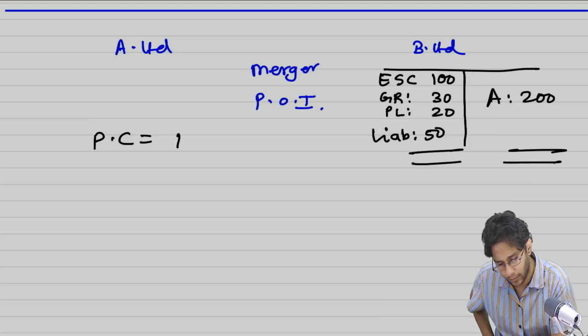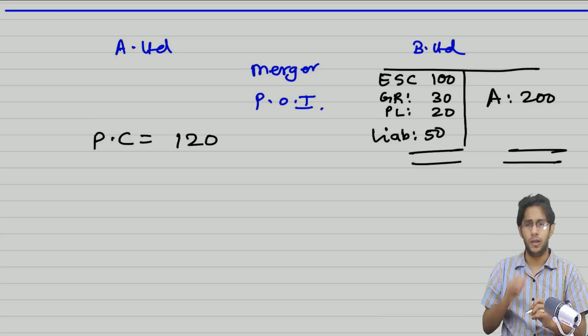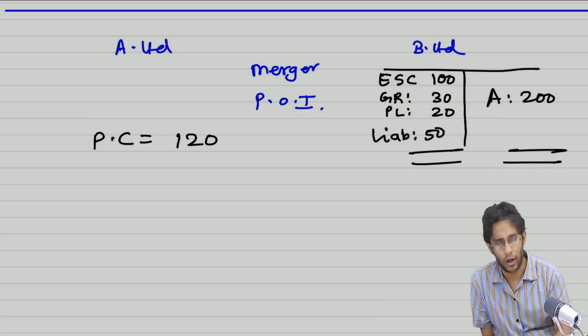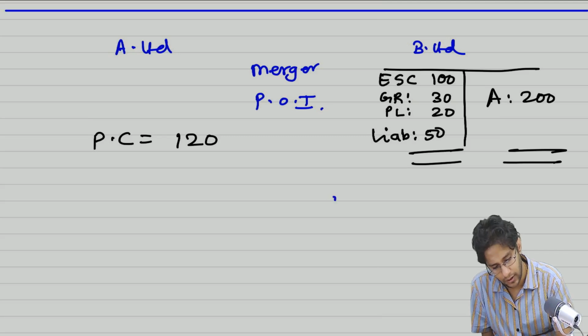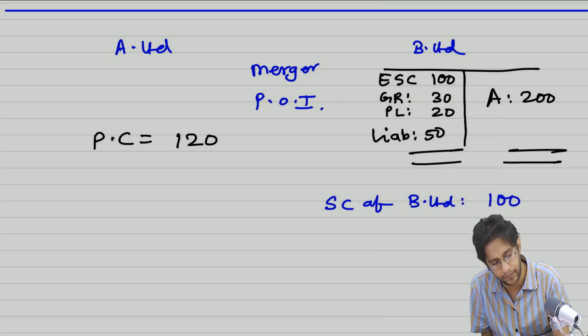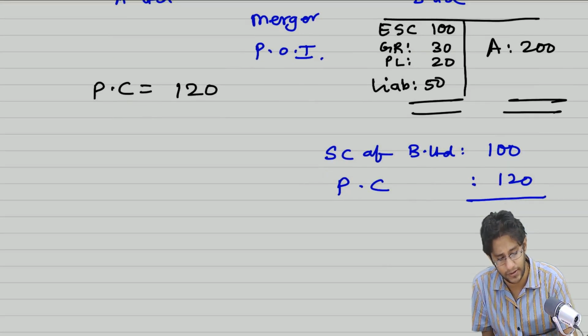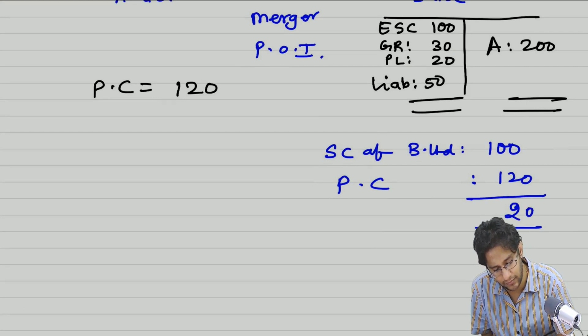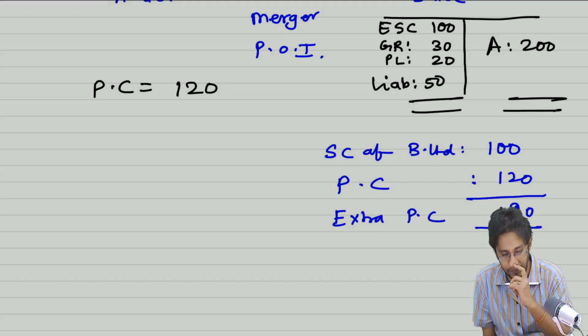Imagine the PC you are paying is 120 in the form of shares. So what we normally do is take the share capital of B Limited, which is 100, and compare that with the PC. We are paying the same PC or not? We are paying more. How much more? 20. This is a kind of loss for us. This is the extra PC you are paying.